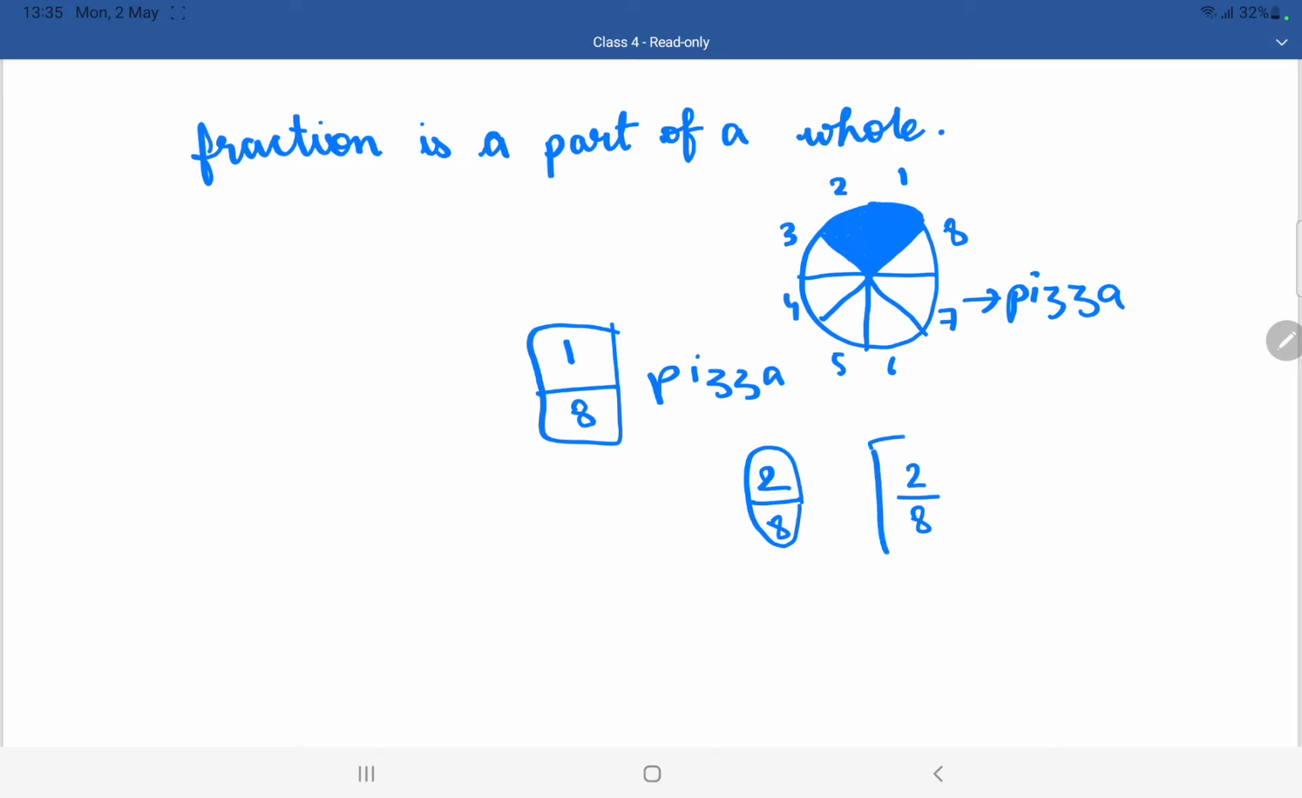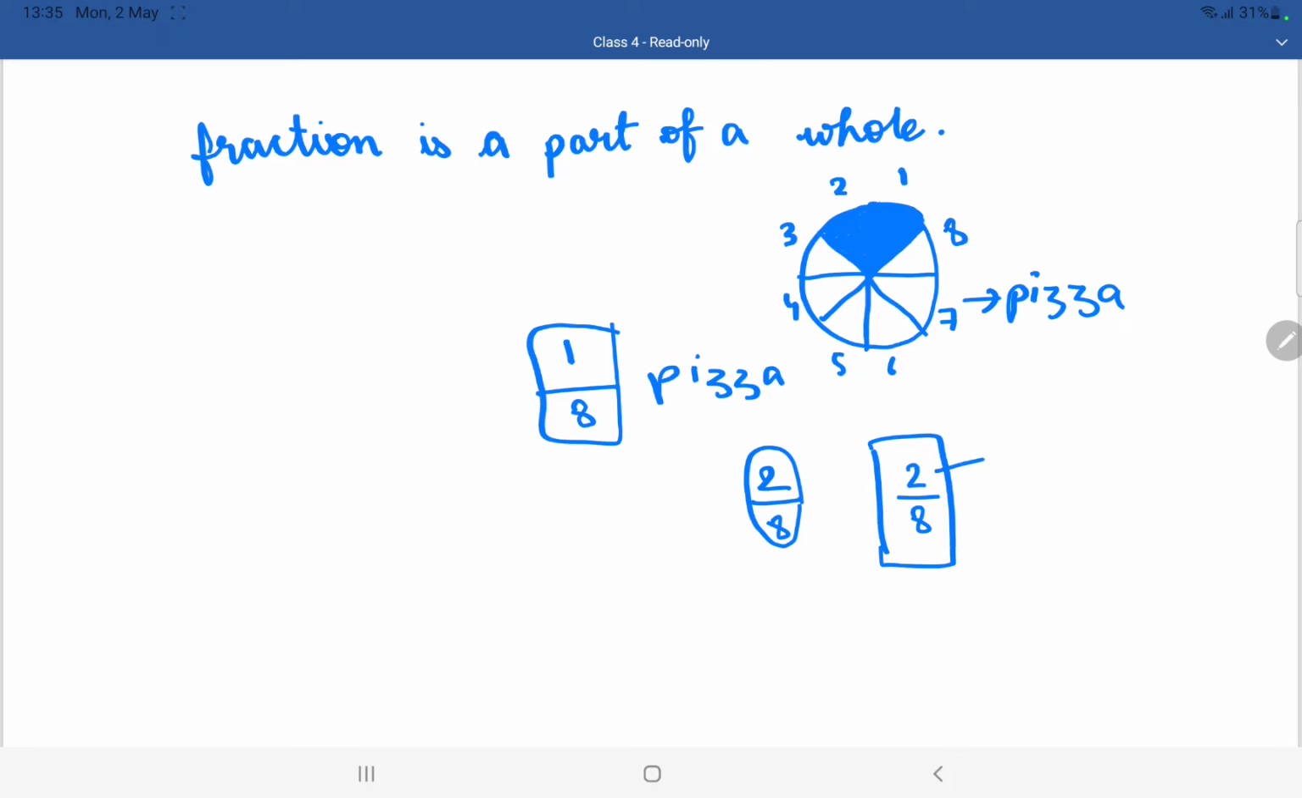Whenever you are writing like this, we say this fraction is a part of a whole. These two pieces are there, no? They are a part. Means this whole pizza is the whole. Fraction means a part of that pizza. Means 2 pieces by 8 pieces, like that.